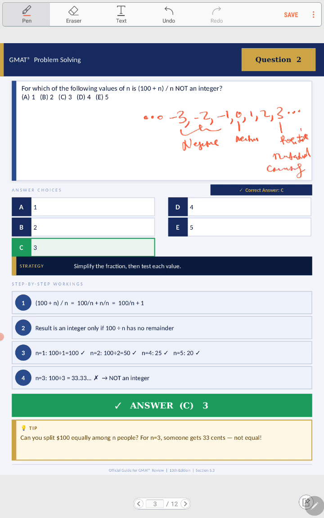Counting. Okay, now simple. 100 plus n over n. If you check all these options, you will notice that it is only 3. When you say 103 divided by 3, this will not give us an integer. So that's why that is correct.